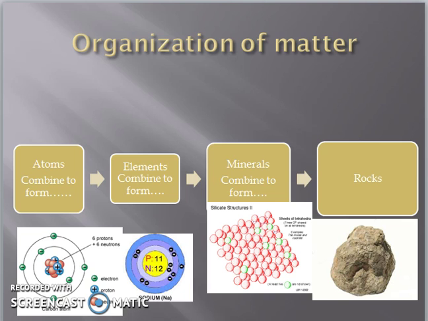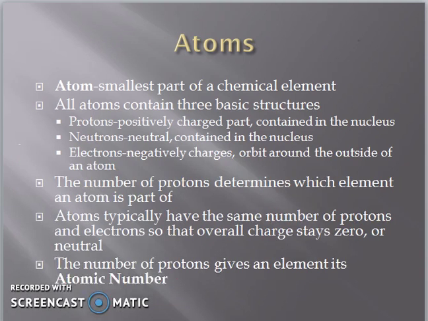So this is basically what is going to eventually lead to rocks. If you look at this flow chart, we have atoms combined to form elements, elements combined to form minerals, and those minerals then combine to form rocks. So we're going to start at the beginning with atoms. Atoms are the smallest part of a chemical element.